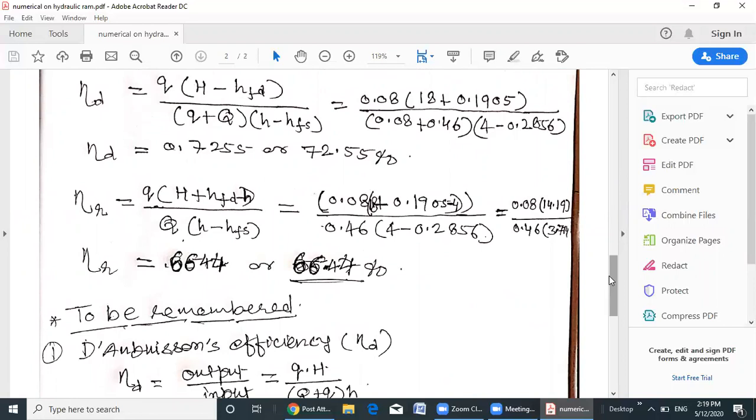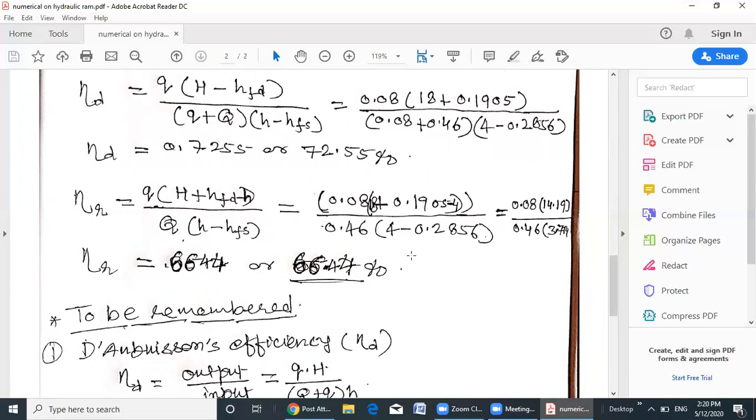Now we will calculate Rankine efficiency. The formula of Rankine efficiency is q in bracket capital H plus hfd minus small h over capital Q in bracket small h minus hfs. By putting the value, we will get 0.6644 or 66.44%.